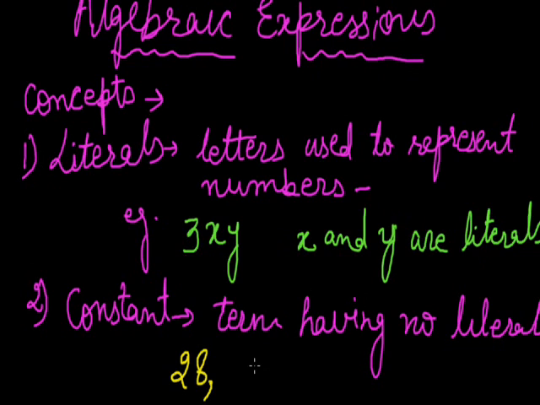Or we see the expression 3x plus 7. In this expression, in this term, 7 is a constant because it is not having any literal with it. It has a fixed numerical value.